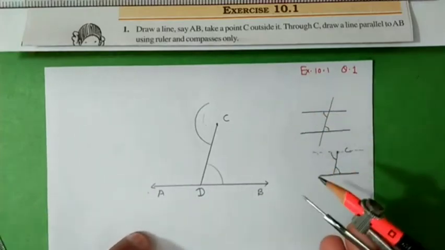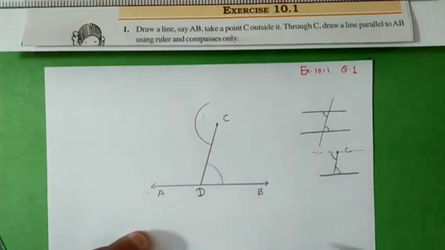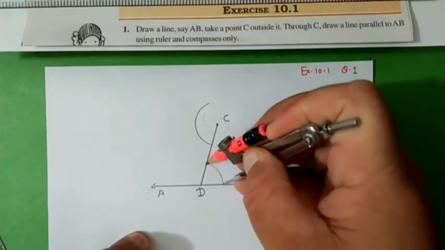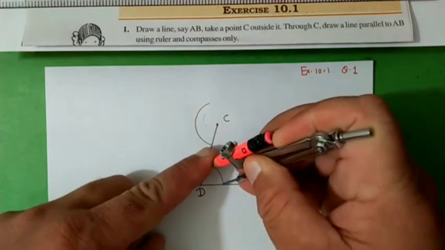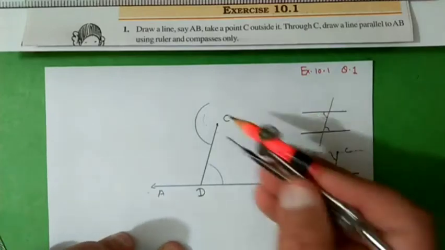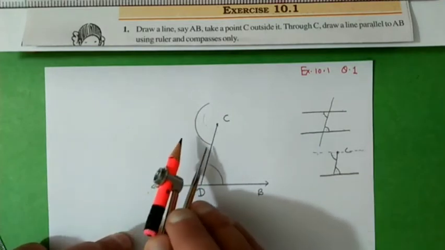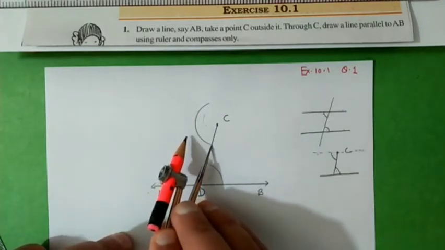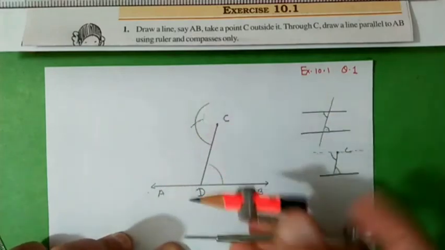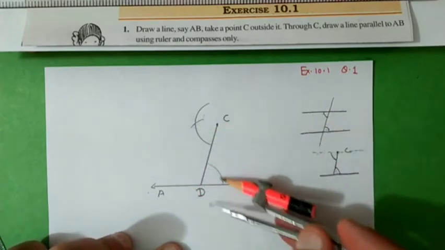So now I will measure the arc which is drawn with the help of point D. So I will keep the compass tip on one point and I will keep the pencil on the other point, and I will take the length of that arc. So using that measurement, I will keep the compass on this arc and I will draw a small arc which intersects the other, and with the help of these 2 points I will draw the parallel line.